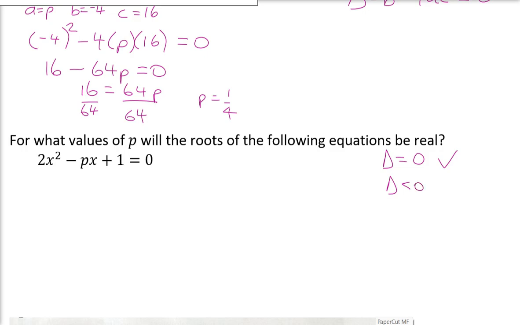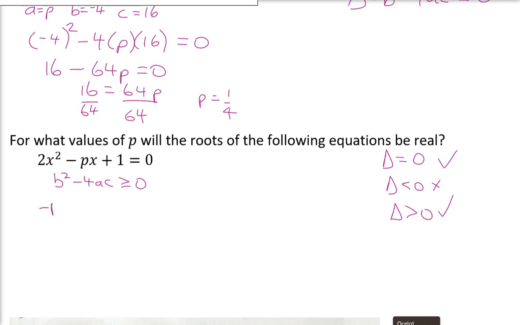Discriminant less than 0. Are they real? Discriminant greater than 0. Are they real? So what we're looking for then is where does b squared minus 4ac, where is that greater than or equal to 0? Both of these conditions here. Happy with that?